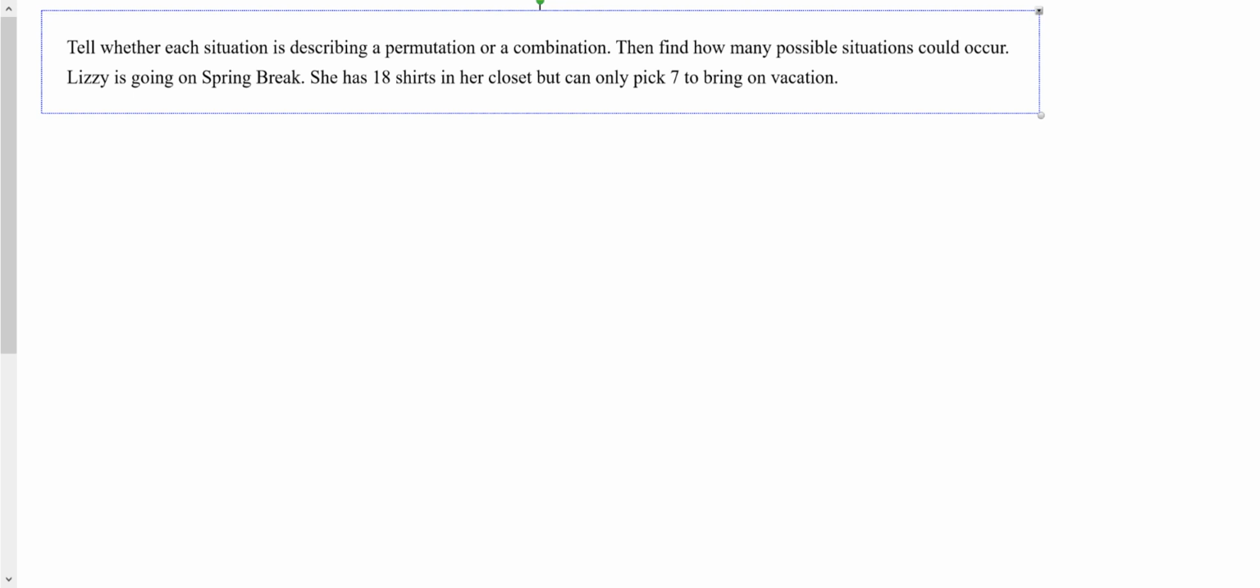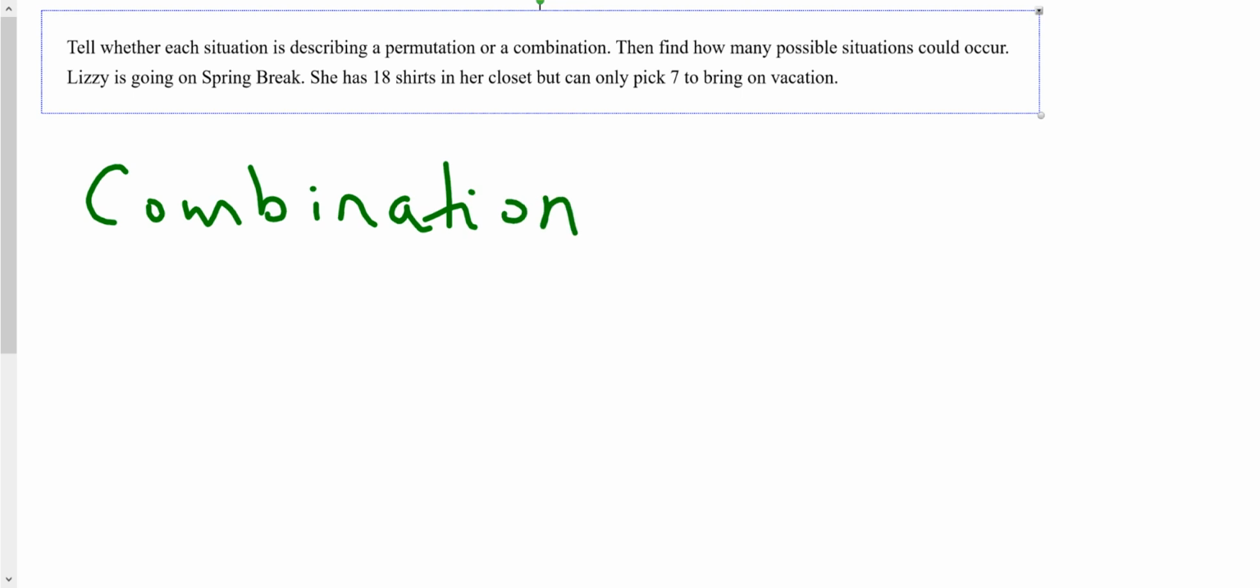Tell whether each situation is a permutation or combination. So we have Lizzie is going on spring break. She has 18 shirts in her closet, but can only pick 7 to bring on vacation. Now, it doesn't mention anything about picking any order. It doesn't matter when she picks one shirt versus another shirt. So this here is going to be a combination.